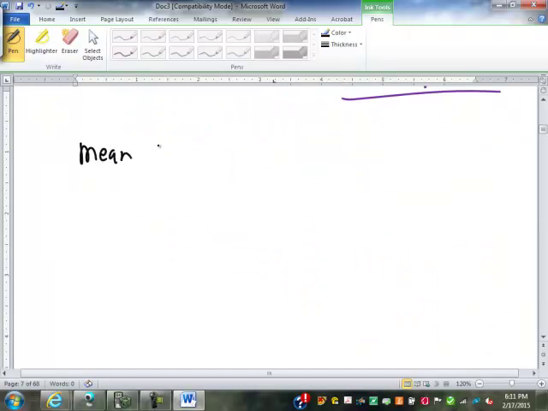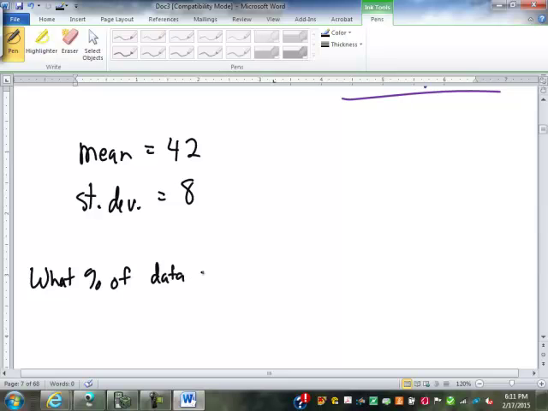For a normally distributed set of data with a mean of 42, a standard deviation of 8, what percent of the data would you expect to be greater than 50?